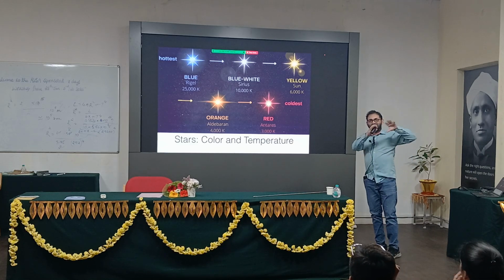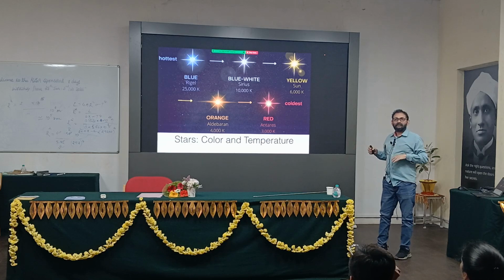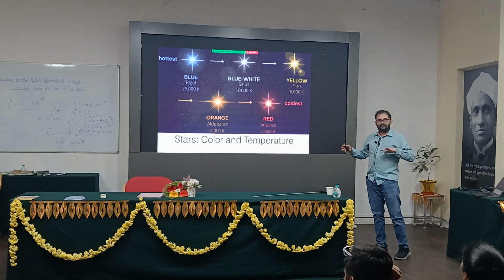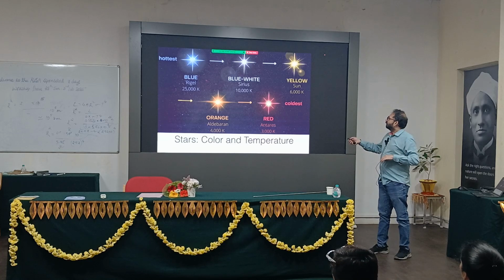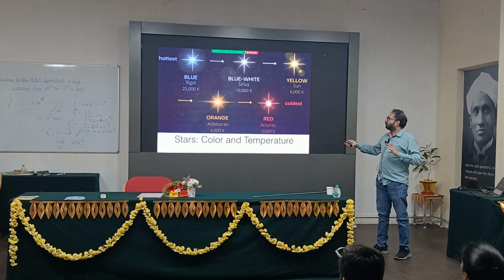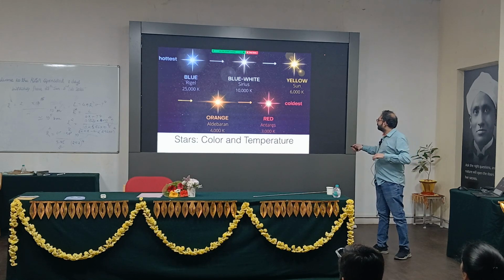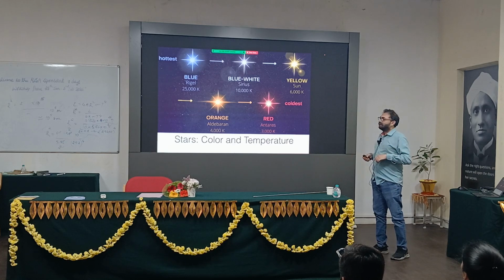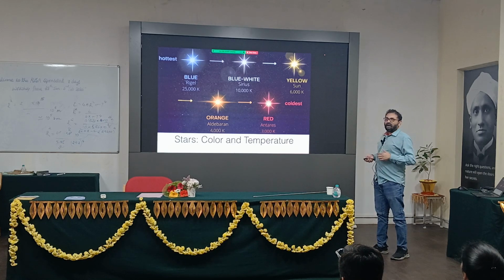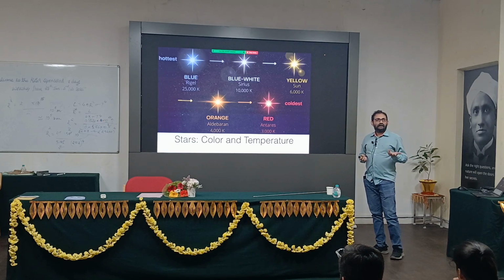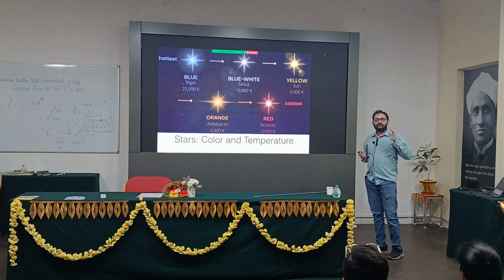Forget about that history, and let us come to the physics behind why we see these different colors. You can see that blue shows the hottest, for example 25,000 Kelvin, and then bluish white, then yellow, then orange, and red. Red seems to be the coldest. So how can I connect this color to the temperature? I think many of you know that. Can anyone tell us the relation between color and temperature?